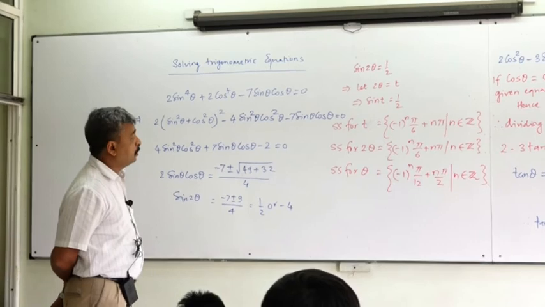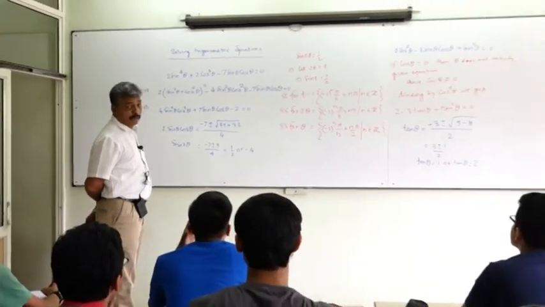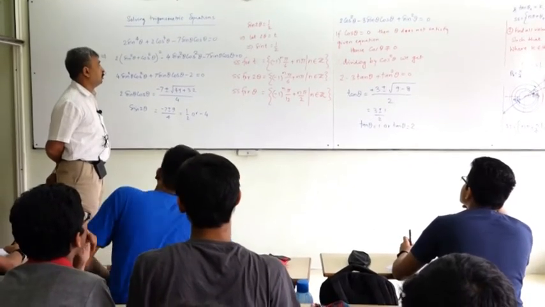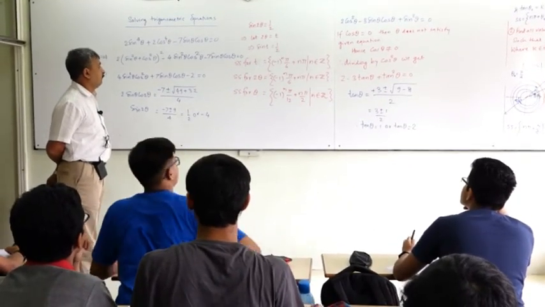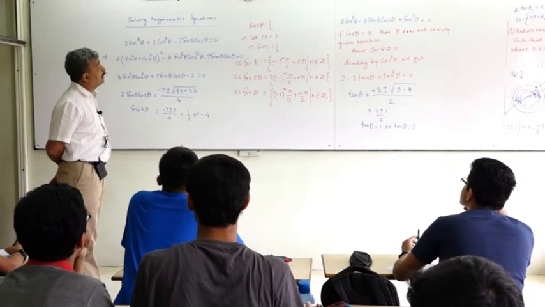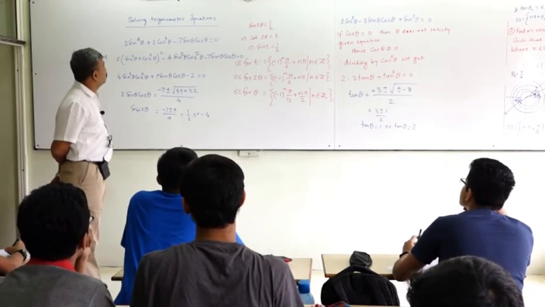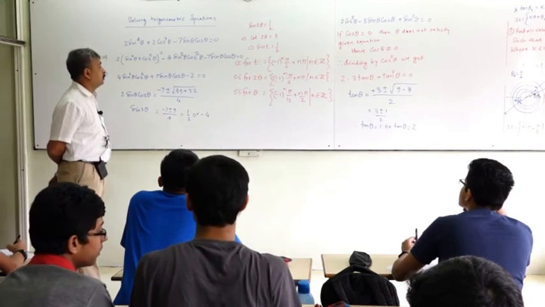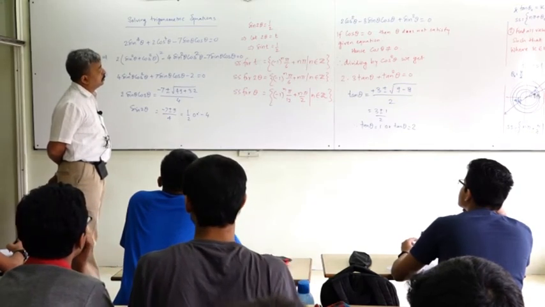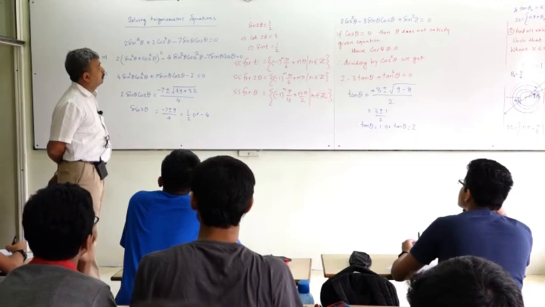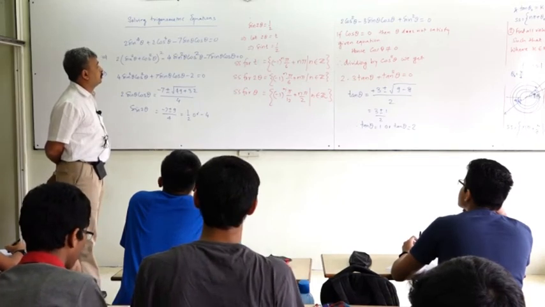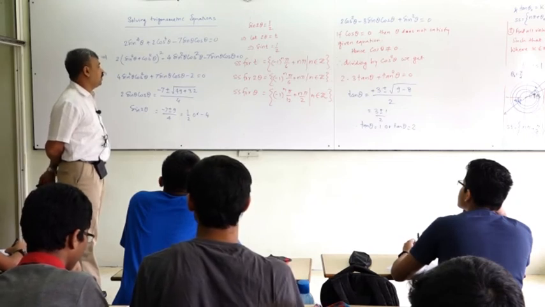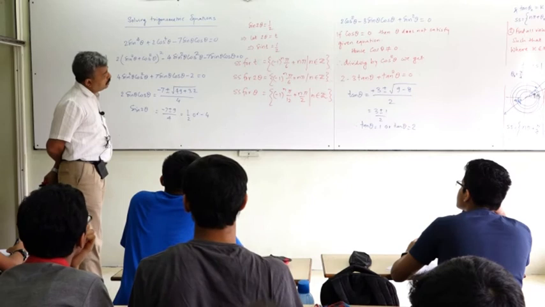It should not be n pi by 2. Why? If we directly take theta as 15 degrees, then we get minus 1 power n theta naught plus n pi. For what value of n are you taking 15 degrees? N is equal to 0.